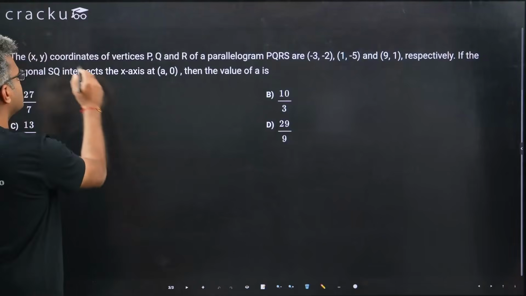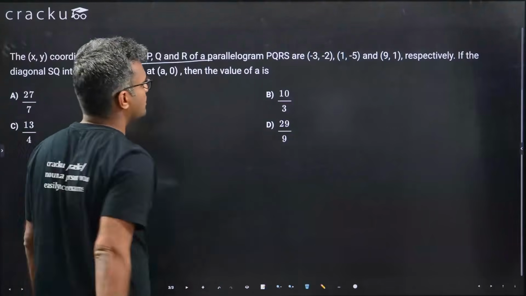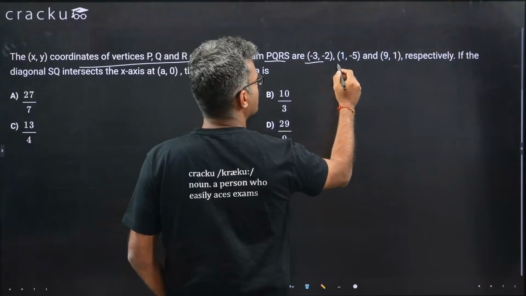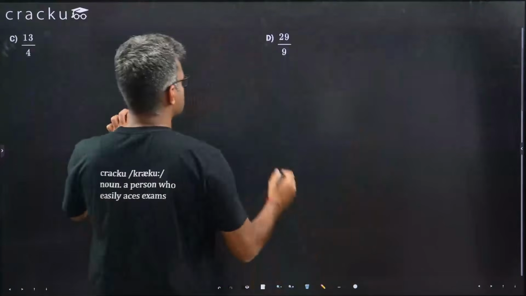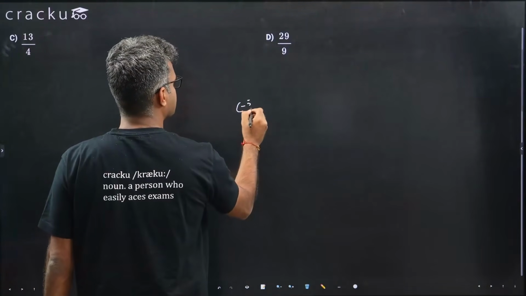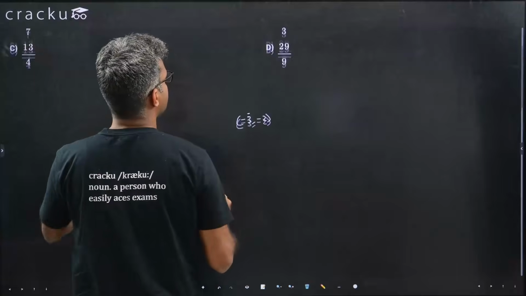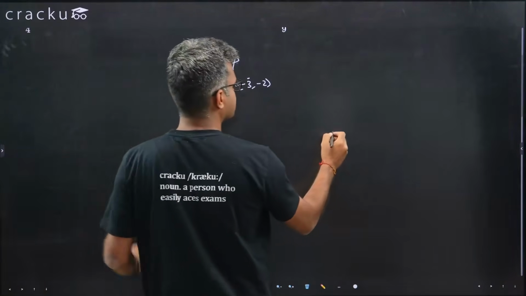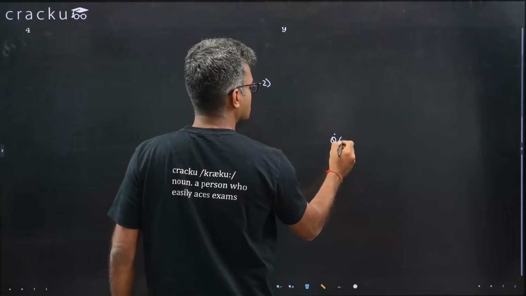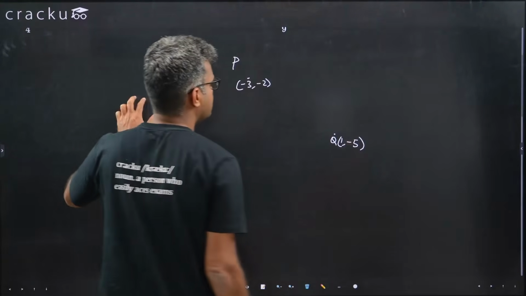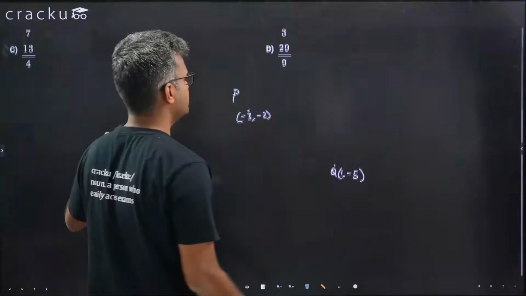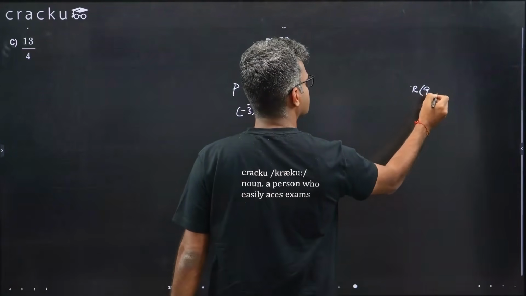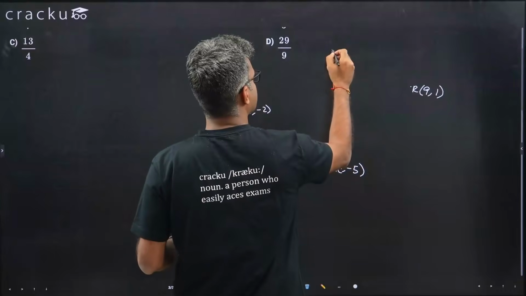In this question, we are told that there are vertices PQR of a parallelogram PQRS. The vertices are given: minus 3, minus 2, 1, minus 5, 9, 1. So we have minus 3, minus 2. What is this point? This is P. Then we have Q, which is 1, minus 5. And we have R, which is 9, 1. And S will be somewhere over here.